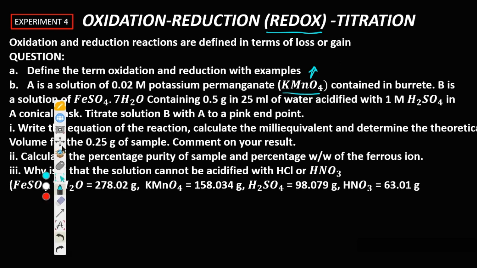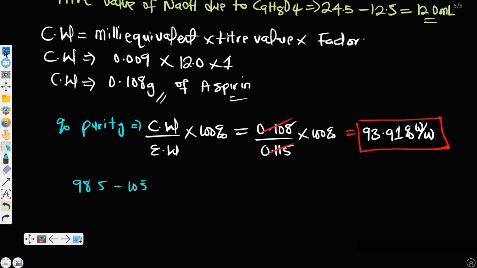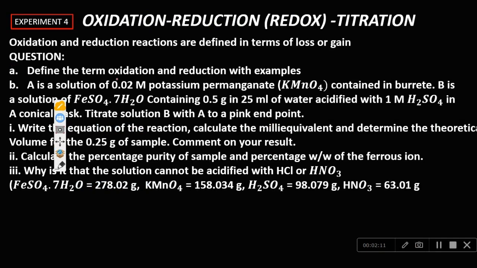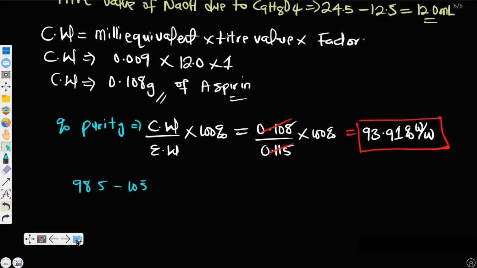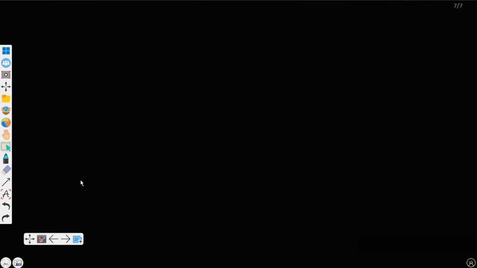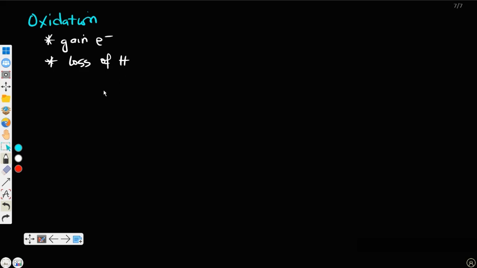All right, so for this particular one, the first question says: define the term oxidation and reduction with example. If you want to define oxidation and reduction with example, what did we say oxidation is? We said an oxidation reaction is a reaction that involves gain of what? Electrons, right? Or what? Loss of hydrogen, right? Or addition of what? Oxygen. Are you getting it? Addition of oxygen.